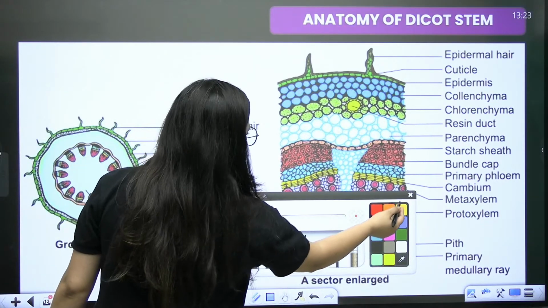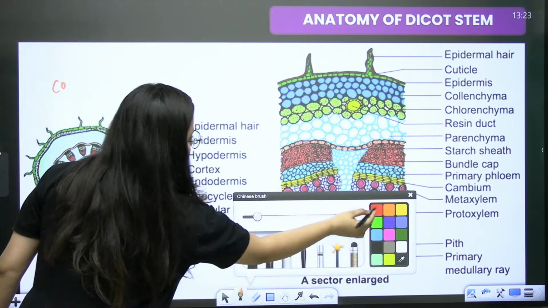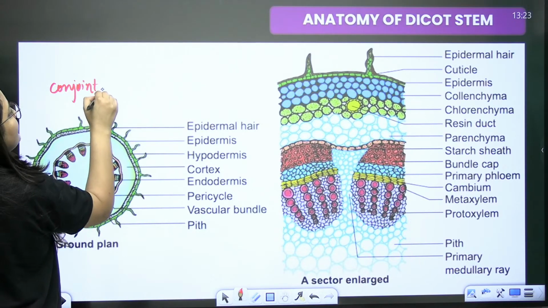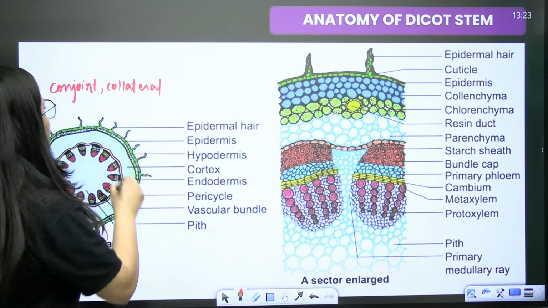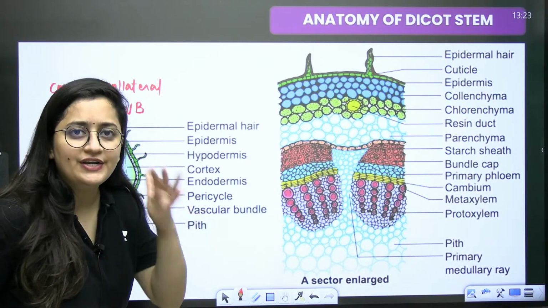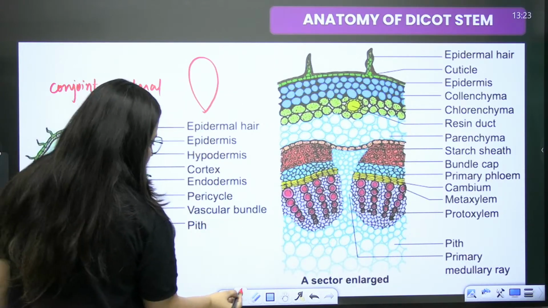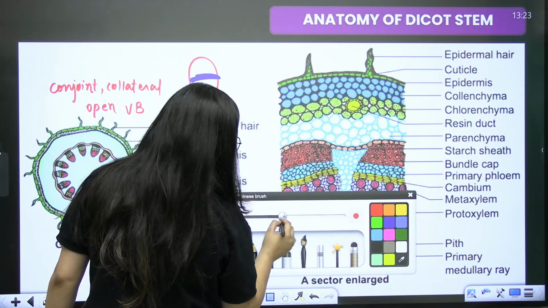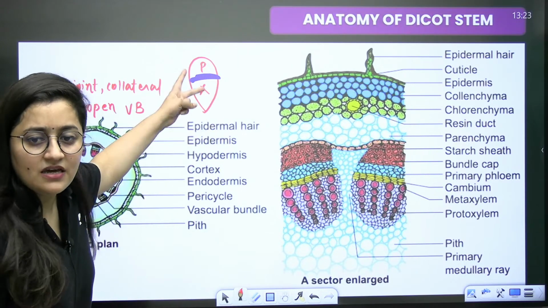So when it comes to the anatomy of the dicot stem, first of all, if it is a stem, what type of vascular bundles will be there, right? Conjoint, collateral, and it is a dicot stem, so obviously open vascular bundles will be there, isn't it? It's conjoint, collateral and open vascular bundle. So what is the meaning of this? Here you will see the cambium in between. We will be having the xylem and the phloem, and in between xylem and phloem, there will be the cambium.